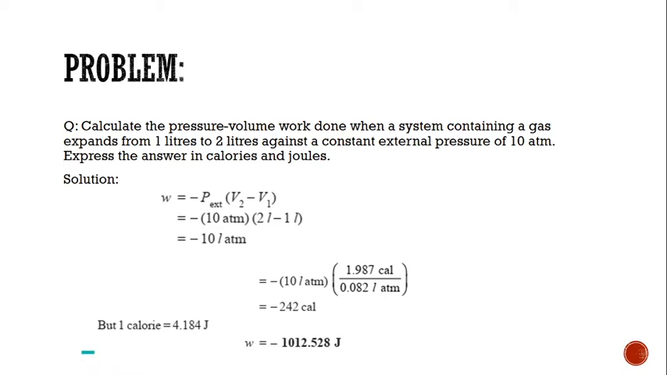Finally, we need to convert these liter into ATM into calories and joule. We need to multiply with this factor and divide this factor. When we do so, liter ATMs cancel out with liter ATMs, and we are left with calories. That is minus 242 calories, as 1 calorie equals to 4.184 joule. So you need to multiply your answer, that is 242, with 4.184, and you will get your answer in joule as well. So in this numerical problem, we calculated the work done in calories, and we have calculated the work done in joules.